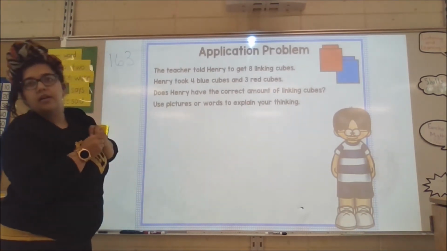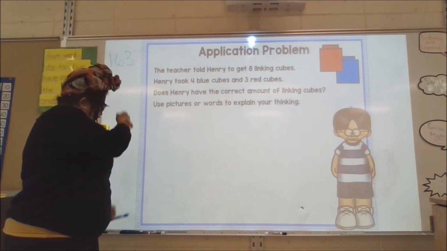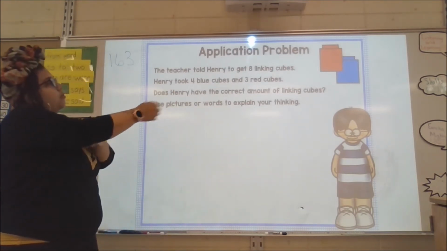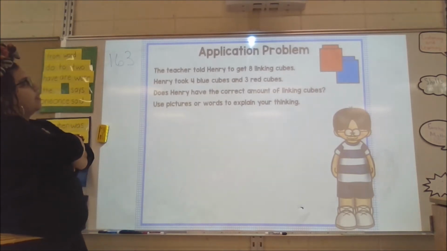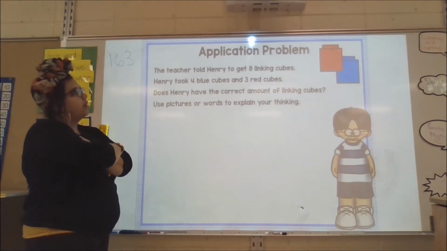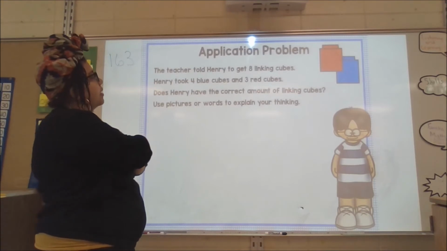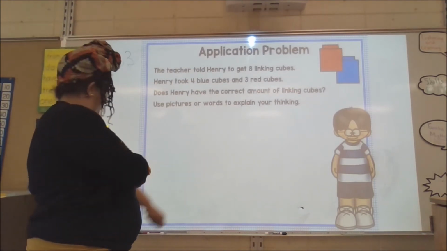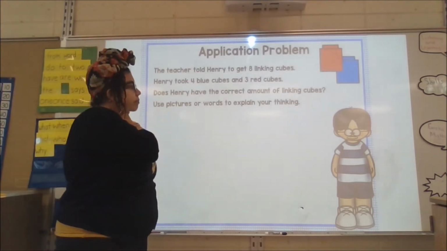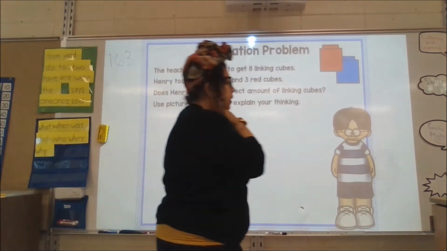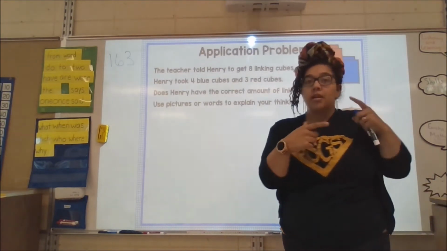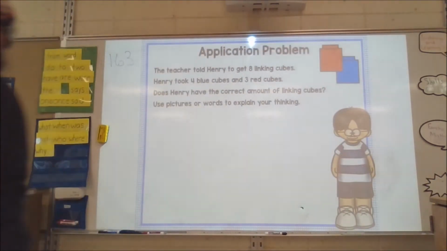163, guys, sorry. 163. All right, it reads, the teacher told Henry to get 8 Lincoln cubes. So snap cubes, yep, cubes. Henry took 4 blue cubes and 3 red cubes. Does Henry have the correct amount of Lincoln cubes? Use pictures or words to explain your thinking. Take your 3 minutes, work on it on your own, and then hit me back up and we'll work on it together.